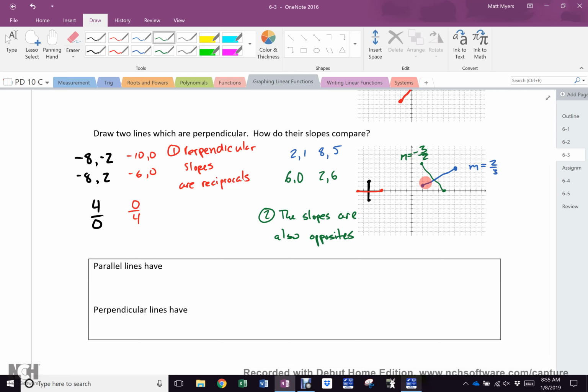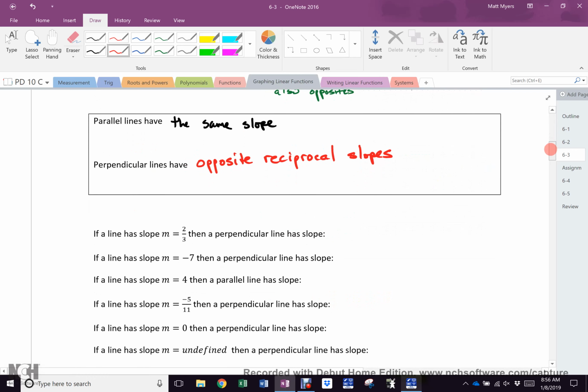Everybody good? So, parallel lines have the same slope. Perpendicular lines have opposite reciprocal slopes. And this comes into play when we're doing things, it's a physics thing, like reflections and stuff. Everybody's cool? Okay. See if you are.